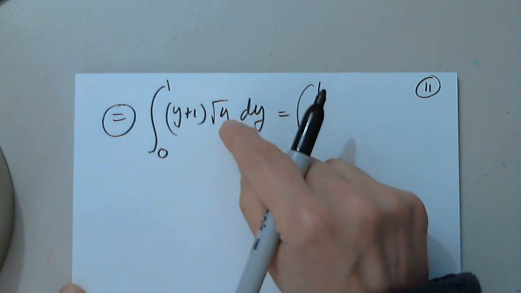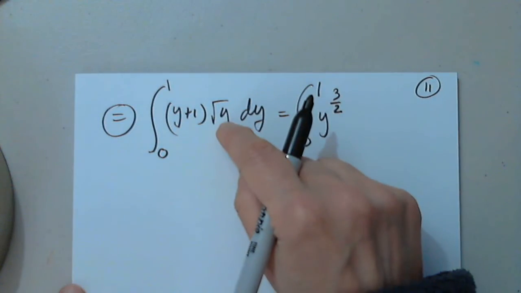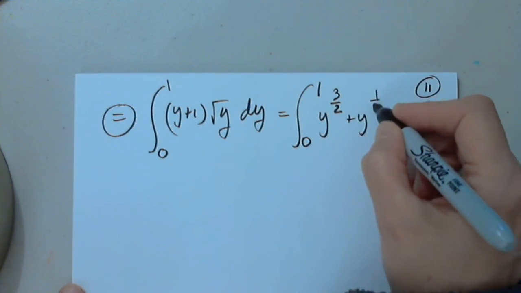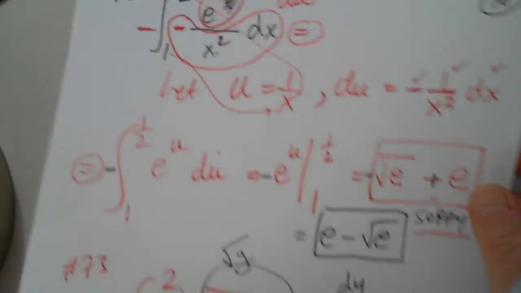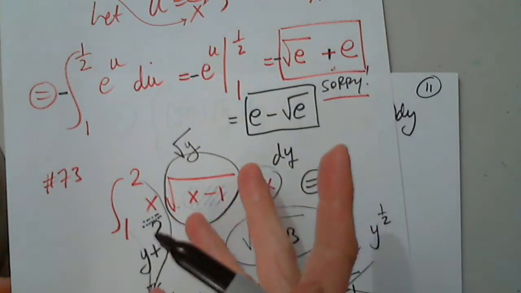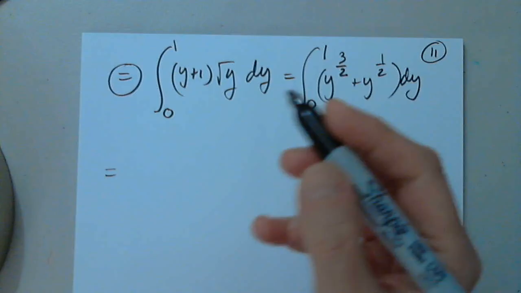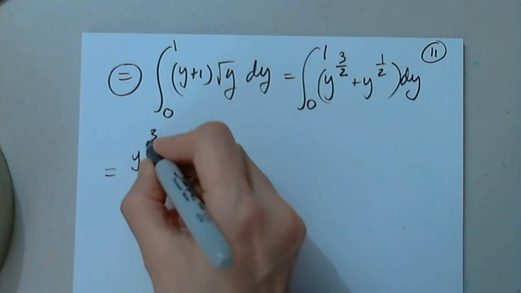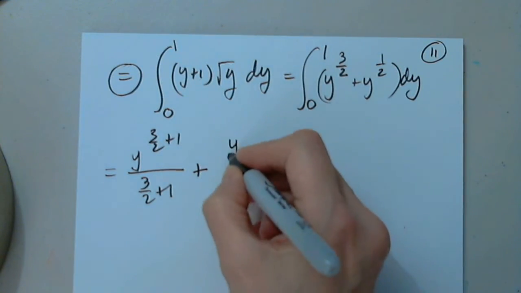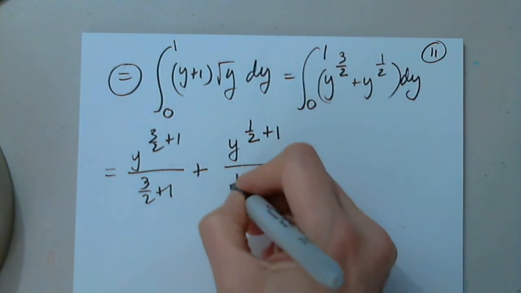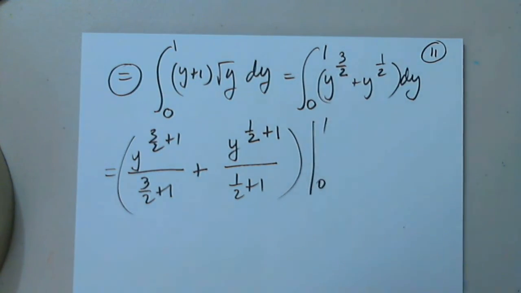The integral from 0 to 1, this is power 1/2 multiplied by this, so this is power 3/2. This multiplied by this is y to 1/2. And this is so much easier than this, which I couldn't do anything with. Good. So then y to 3/2 plus 1 over 3/2 plus 1, plus y to 1/2 plus 1 over 1/2 plus 1. And this is so nice, from 0 to 1.